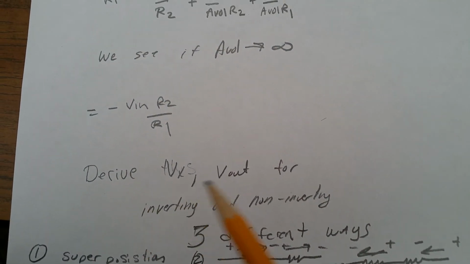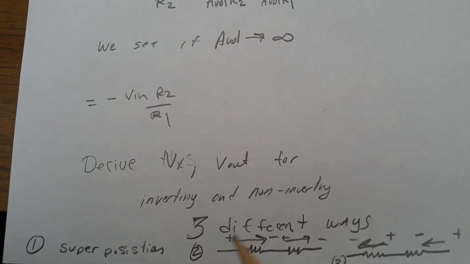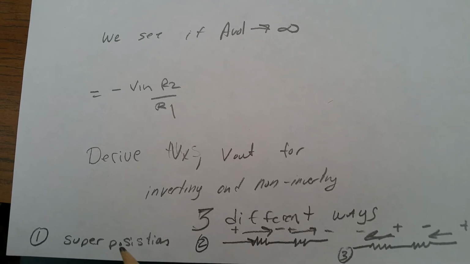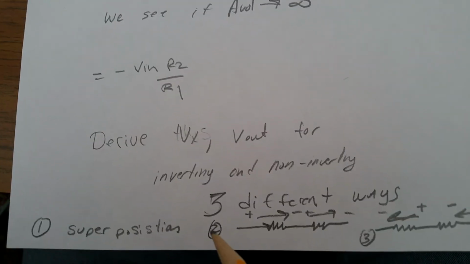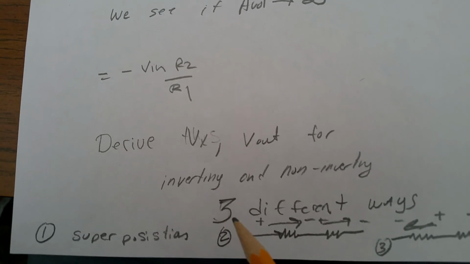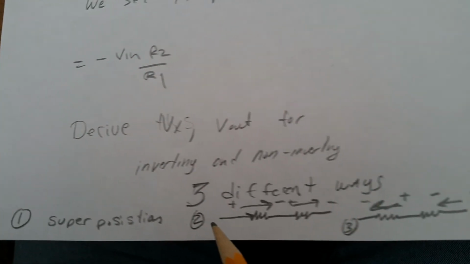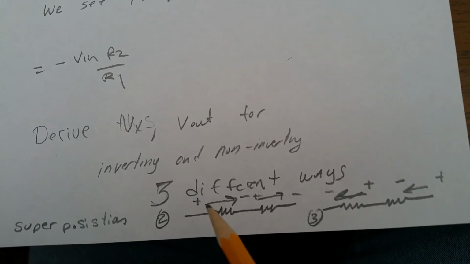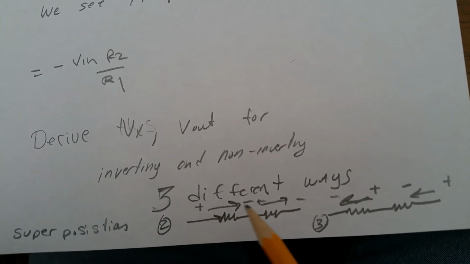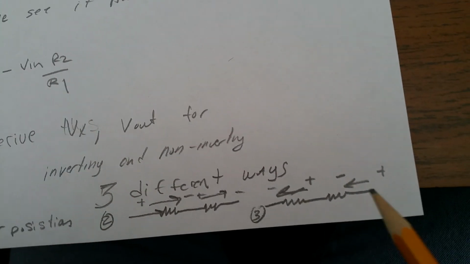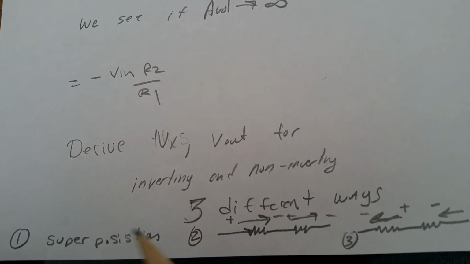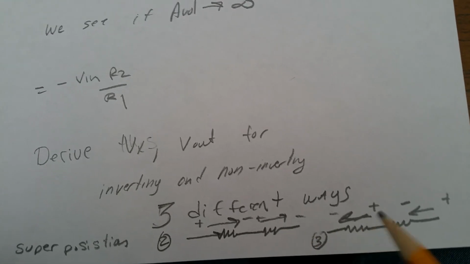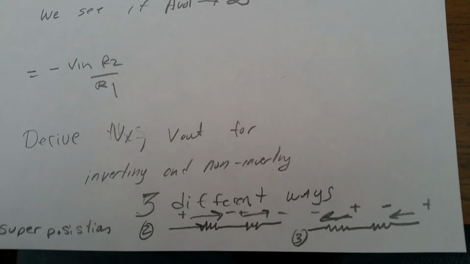So derive Vx and Vout for inverting and non-inverting. Do it three ways. Do it the superposition way, remembering that for the inverting, you end up having Vout and Vin. But for the non-inverting, one of those resistors is tied to ground, so you really just have one voltage division. Then have the currents going this way, plus minus, plus minus. The currents going the opposite way, plus minus, plus minus. So this would be voltage division. These two would be nodal analysis with your branch currents.